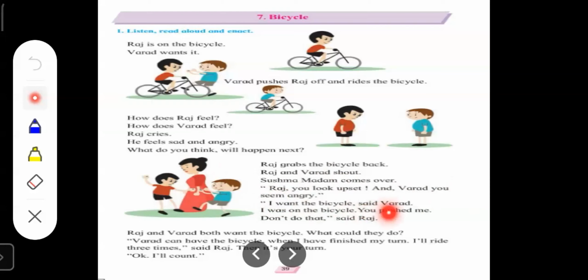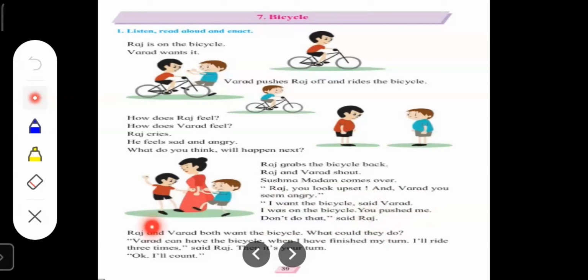I want the bicycle, said Varad. Then what did Varad say? Varad said that I want the bicycle. I was on the bicycle, you pushed me. Don't do that, said Raj. Then what did Raj say? Raj replied that I was on the bicycle, you pushed me. Don't do that again. So children, what is Raj telling here? That first he was on the bicycle and Varad pushed him. And then Raj tells Varad, don't do that again.